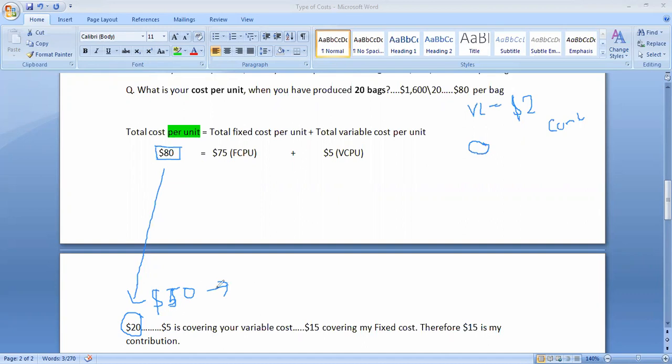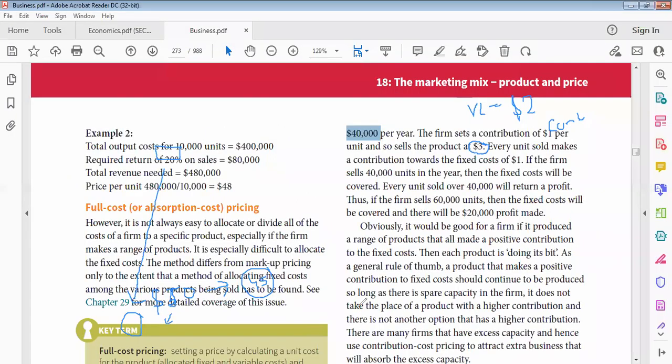$45, right? Very good. Because out of this $50, $5 is going to variable cost, covering my variable cost. So the rest, $45, is covering my fixed cost. So it is up to the firm, the CEO or the owner, to choose how much contribution he wants. And that technique is used in contribution pricing.